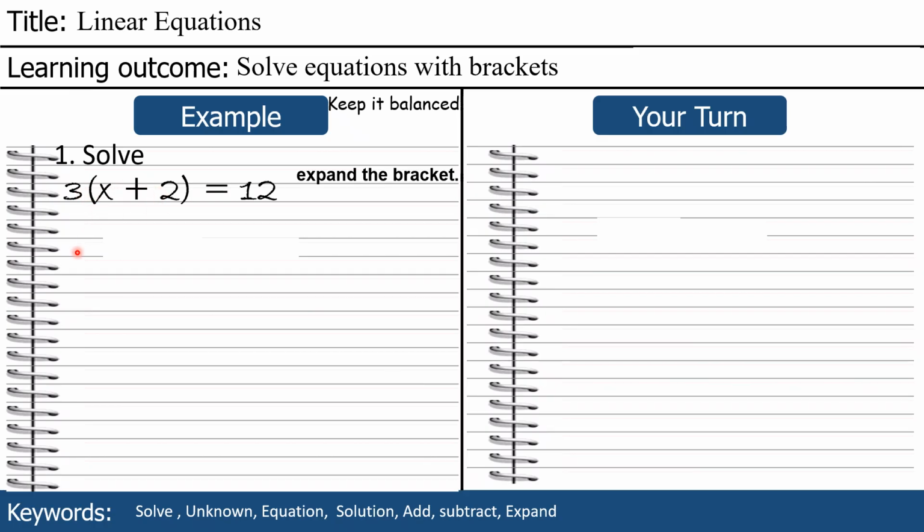So let's remove the bracket. First you have to multiply your 3 by your x. 3 multiplied by x is 3x. Then 3 multiplied by 2 is 6. And 3x add 6 equals 12.